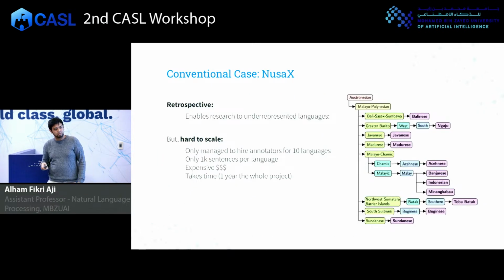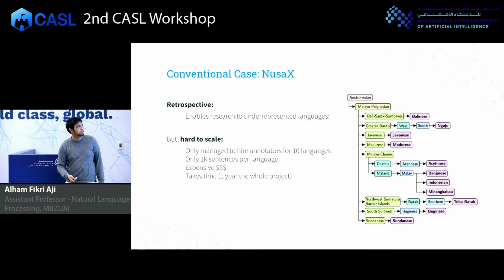Now, we managed to gather data for these languages. These are all low resource. However, we only get 10. It's not because we limit it to 10, but because we only found speakers for those 10 languages. And we only have 1,000 per language, because it's very expensive, it takes time, and the whole thing takes about 1 year just to construct this corpus. So it's very slow.